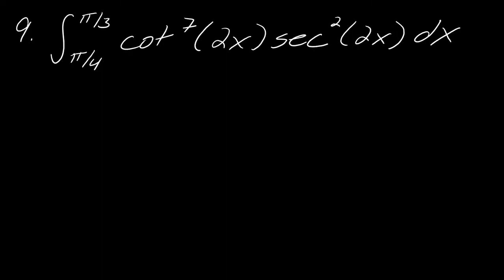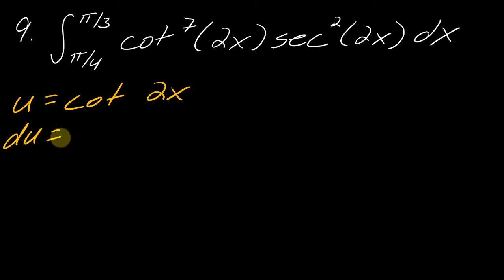Okay, so for number 9 here, I've got another definite integral, and for this one, we're going to want to use substitution again. In this case, as I look at what my possibilities are, you might think at first that your u should be cotangent, and this is actually not correct, and I'll show you why. The derivative of cotangent in this case would be -2 cosecant squared 2x. So this is not what we have in the problem, right?